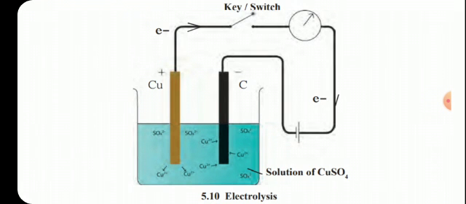Solution of copper sulfate is taken into 100 ml capacity beaker. Thick plate of copper acts as an anode, positive electrode, and carbon rod acts as a cathode, that is negative electrode. The apparatus is arranged like this figure, and electric current is passed to the circuit for some time, and then observations are noted down.